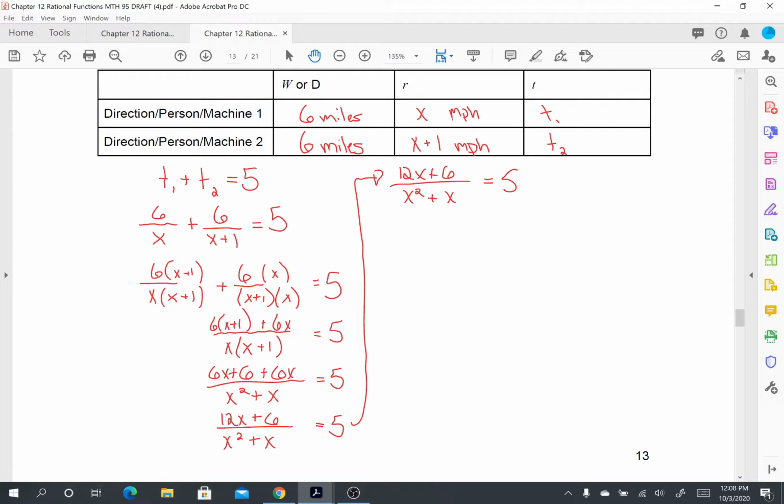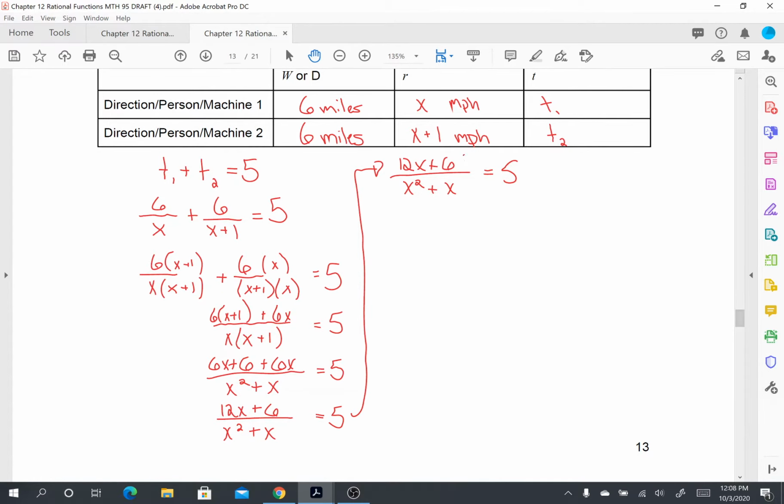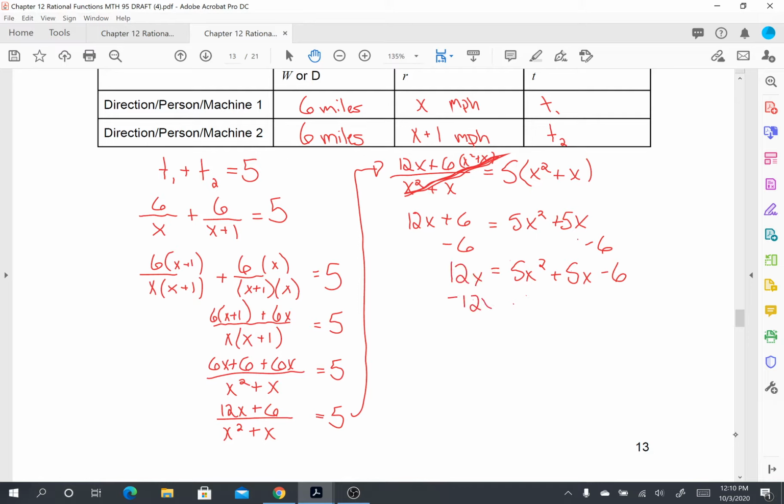In order to get rid of something that's being divided, what we will do is multiply both sides by x squared plus x. And that will cancel the numerator and denominator out on that side, leaving us with 12x plus 6. And I'm going to distribute over here. Okay, now we're going to bring the 6 and the 12 over here in a moment. And we'll have it set to 0.